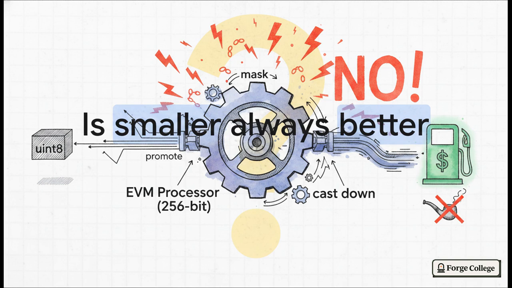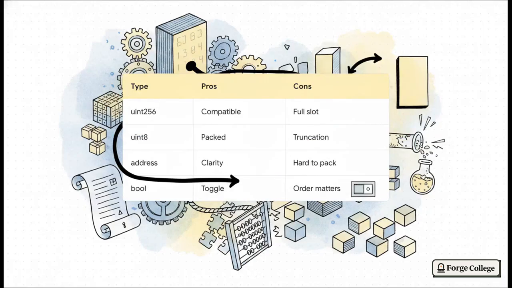You see, the EVM processor intrinsically operates on 256-bit words. When you use a smaller type like uint8 in an arithmetic operation, the EVM actually has to do extra work to mask and promote that value up to 256 bits, do the math, and then cast it back down. Let's walk through the specs here to really break it down.